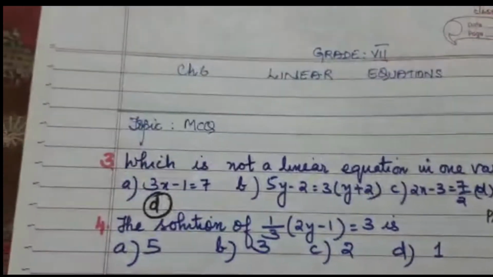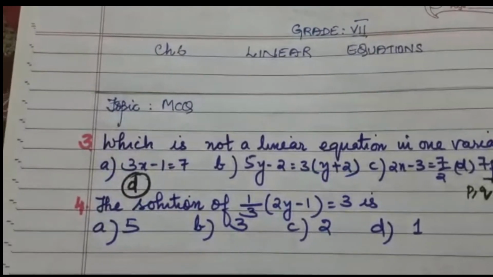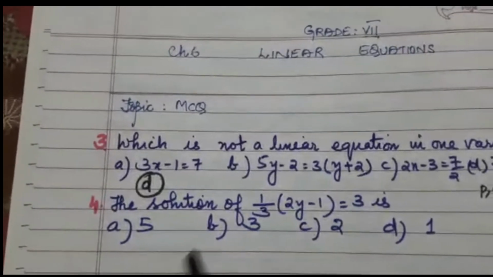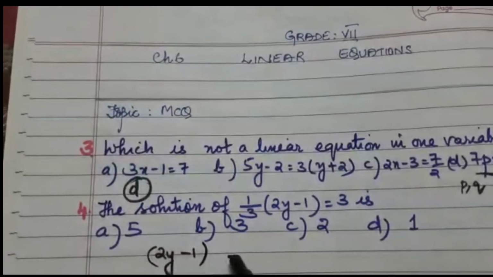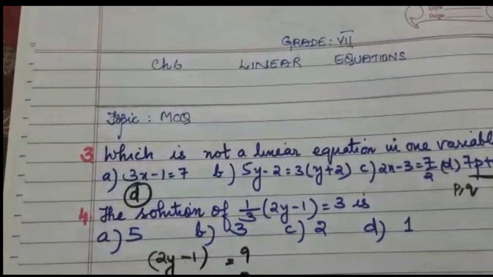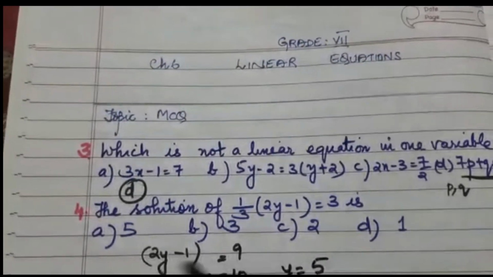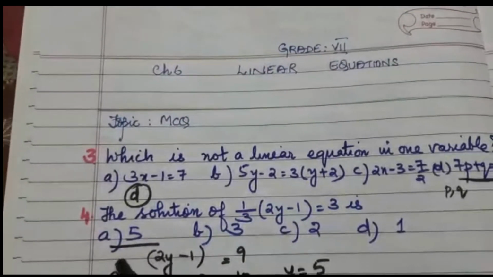Now next: the solution of 1 by 3 into 2y minus 1 equal to 3 is what? So you have to solve it. Cross multiplying, 2y minus 1 equal to 3 into 3, that is 9. So 2y equal to 9 plus 1, that is 10. So what is y? y is equal to 10 by 2, that is 5. So the answer is A.